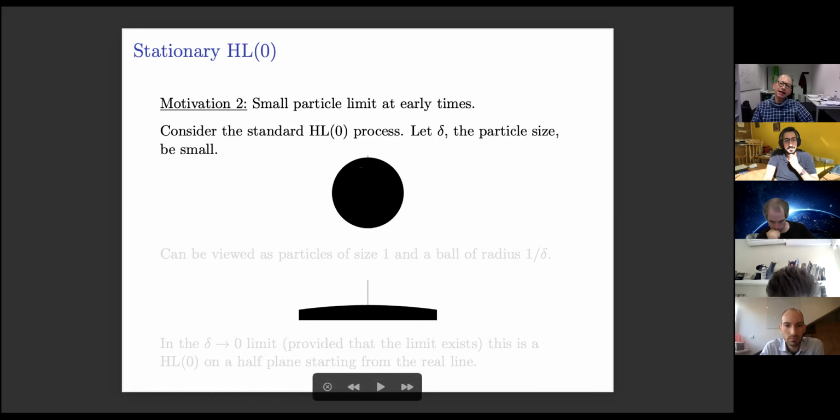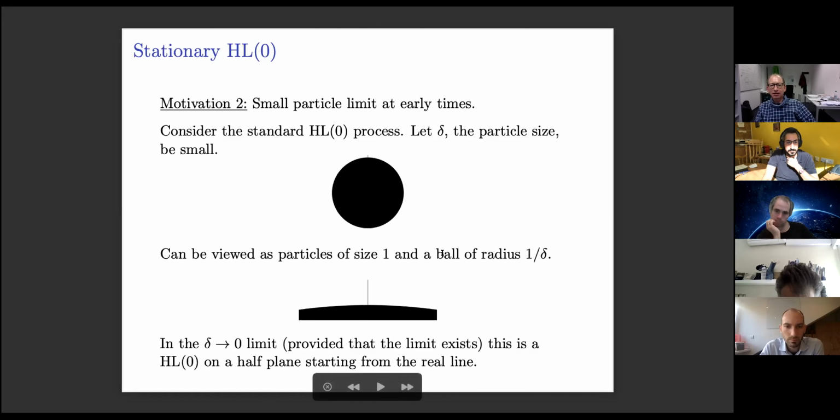But then you can rescale this. If you rescale this so that the particle gets size 1, then the ball gets radius 1 over delta. Except for the rescaling, nothing in the process would change. And then at the delta equals 0 limit, the boundary of the disk would become a straight line. So the small particle limit at early times would be a Hastings-Levitov zero process starting from the real line, whatever this means. So that's the second motivation.